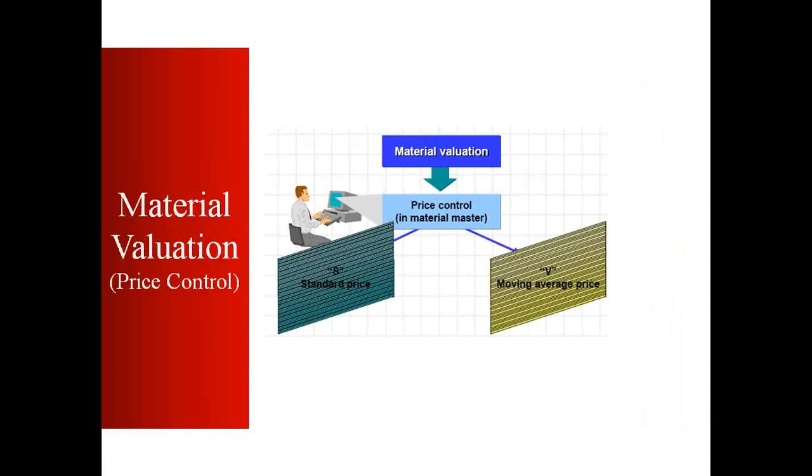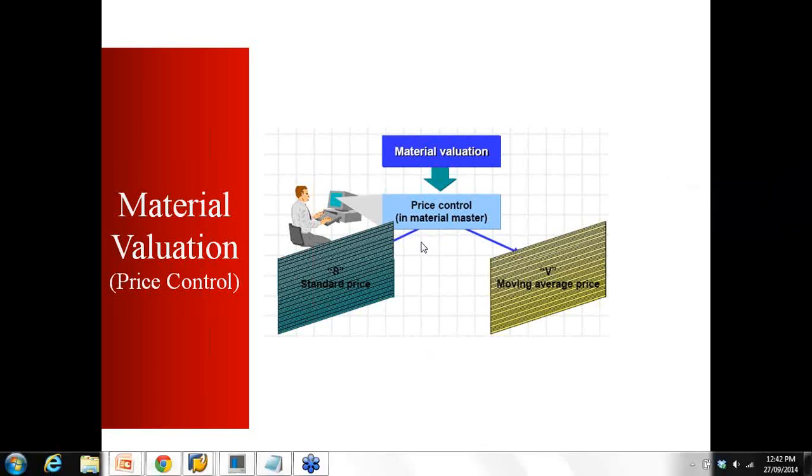Then we will talk about price control. Okay, price control. There are two types of price control. One is called standard, one is called moving average. Okay, so let me explain this one again.